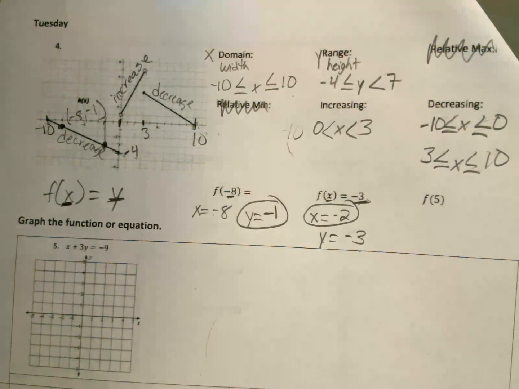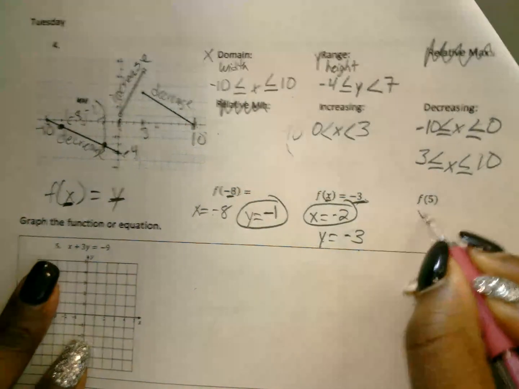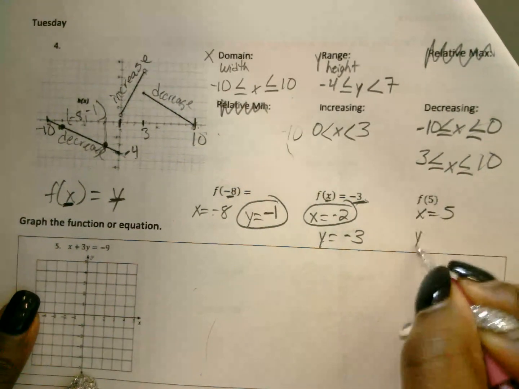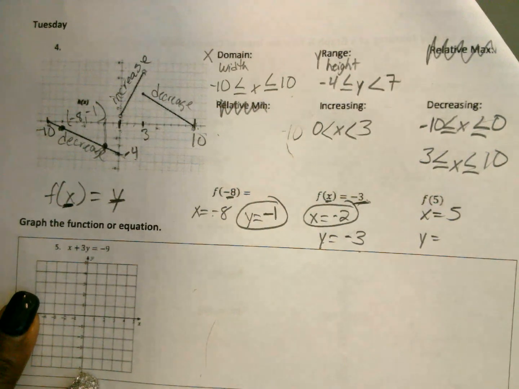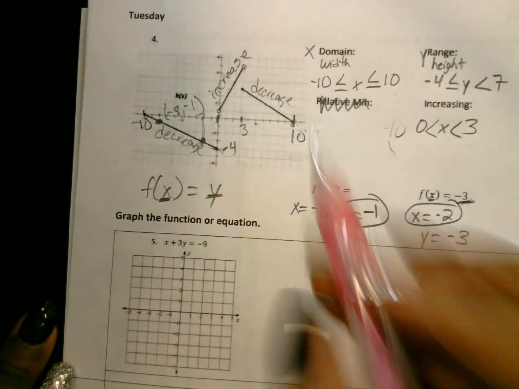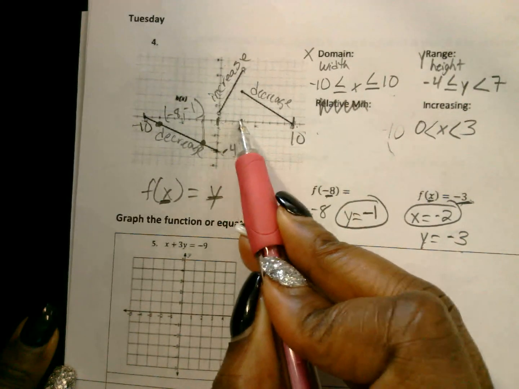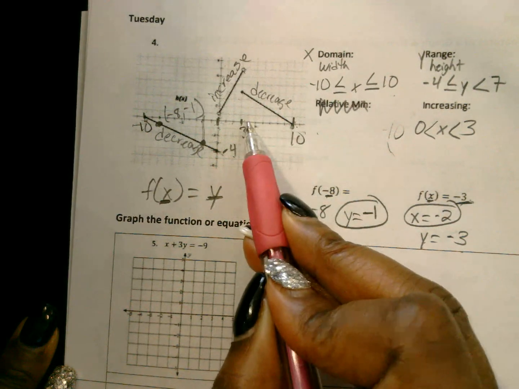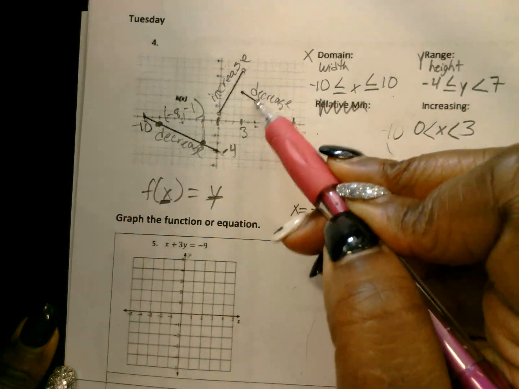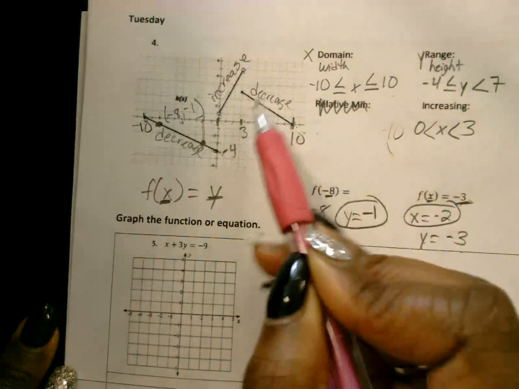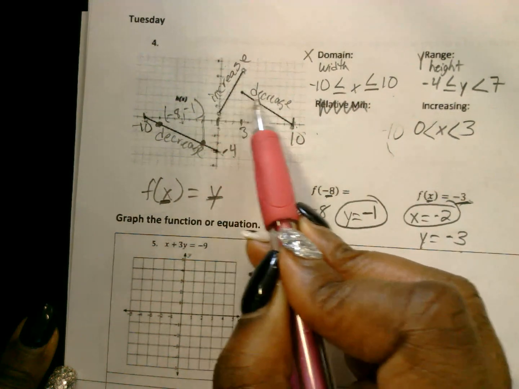All right. They're giving you the x value. The x value is 5. They're asking you for the y. So you're going to find 5 on the x-axis. 1, 2, 3, 4, 5. Go to the line. What is the y value here? 3. It is 3.